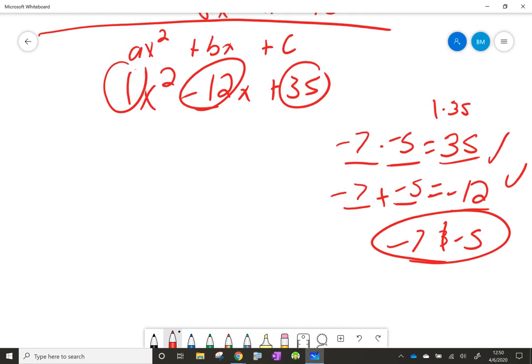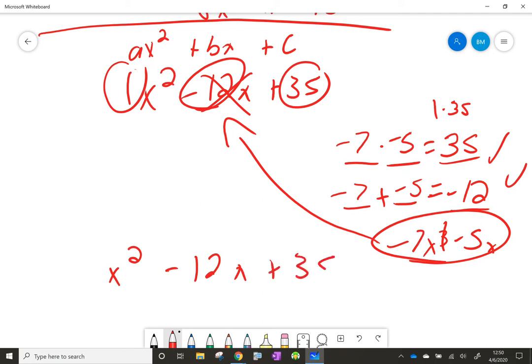All right, so let's put them back. Remember, they're going to become x terms to replace the middle x term. So we don't have to write the 1. Let's write x squared, minus 12x plus 35. This is the original problem, but we're replacing the middle term with those two terms now, negative 7x minus 5x.